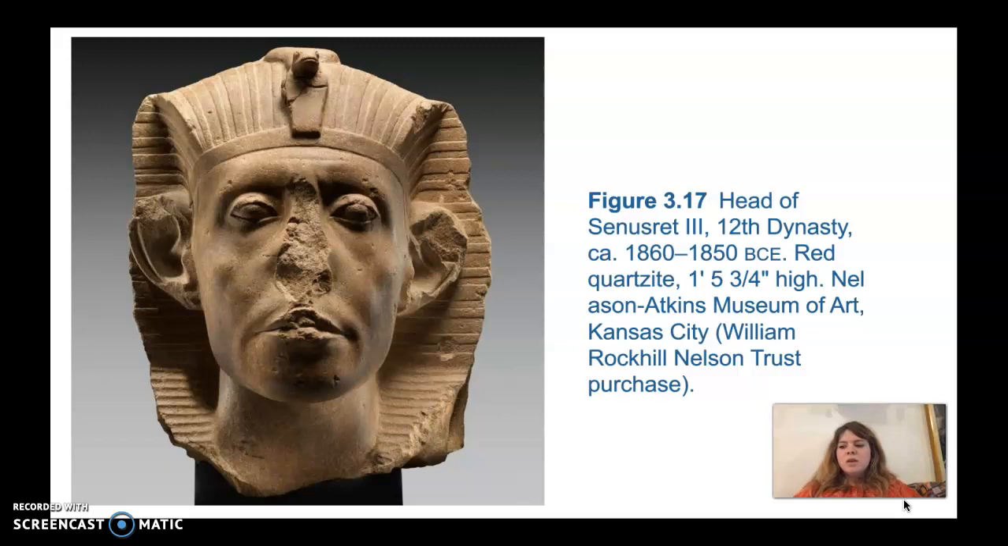And this king, Senseret III, had his hands full. His kingdom was unstable, and he had to lead several military campaigns against Nubia, their neighbor to the south, I believe, that were very unsuccessful. So he was having a hard time, basically. This is made out of red quartzite. It's a little over a foot tall, from the 12th dynasty, which is 1860 to 1850.